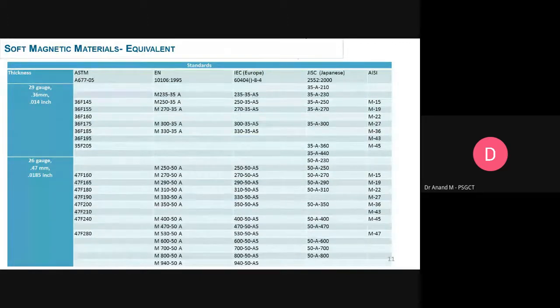Now we could see that several standards arise with respect to the different gauge thicknesses for the materials available for the drive systems. We have the JIS standard, we have the IEC standard, we have the European norm, we have the ASTM standard. Everything is compatible with, or focused on, the type of steel, as we use non-grain oriented steel sheets for getting the optimized flux density in the drive systems.